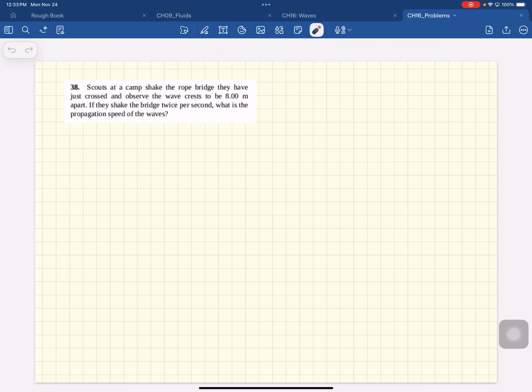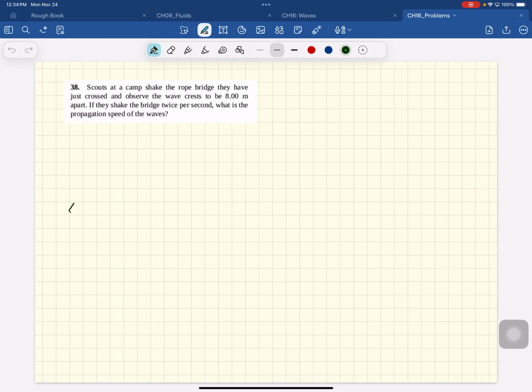All right, so this problem says scouts at a camp shake the rope on a bridge and they've just crossed and observed the wave crests to be 8 meters apart. So 8 meters is roughly half the width of this room. If they shake the bridge twice per second, what is the propagation speed of the wave?